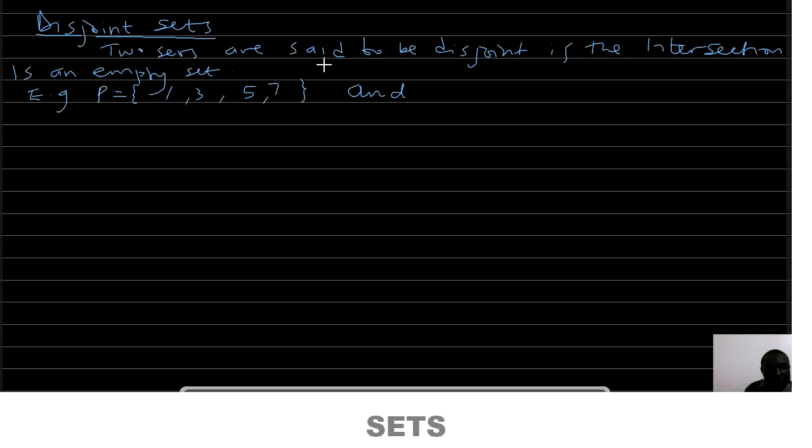The intersection is an empty set, e.g. P is equal to 1, 3, 5, 7, and Q is a set which has elements 2, 4, 6, 8. So we need to prove whether these two sets are disjoint. To prove this, we have got to show that the intersection is an empty set. We can better do this by representing the two sets on the Venn diagram.